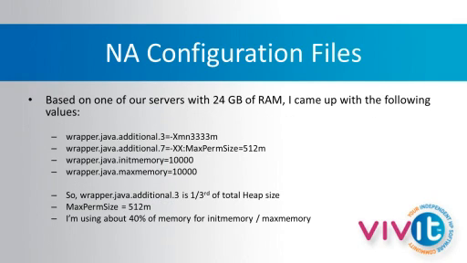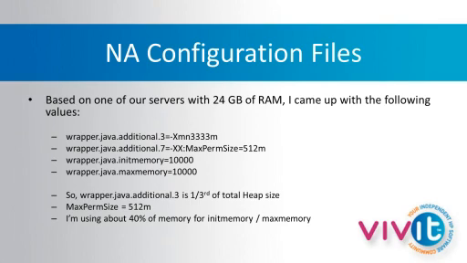So, for example, one of our NA core servers has 24 gig of RAM. As a result, I've come up with these values. So you'll see that this screen here is considerably greater than the past. So I basically am carving out about 10 gig of RAM for Java to use, and that's opposed to the default 512 meg. So that's a substantial increase.